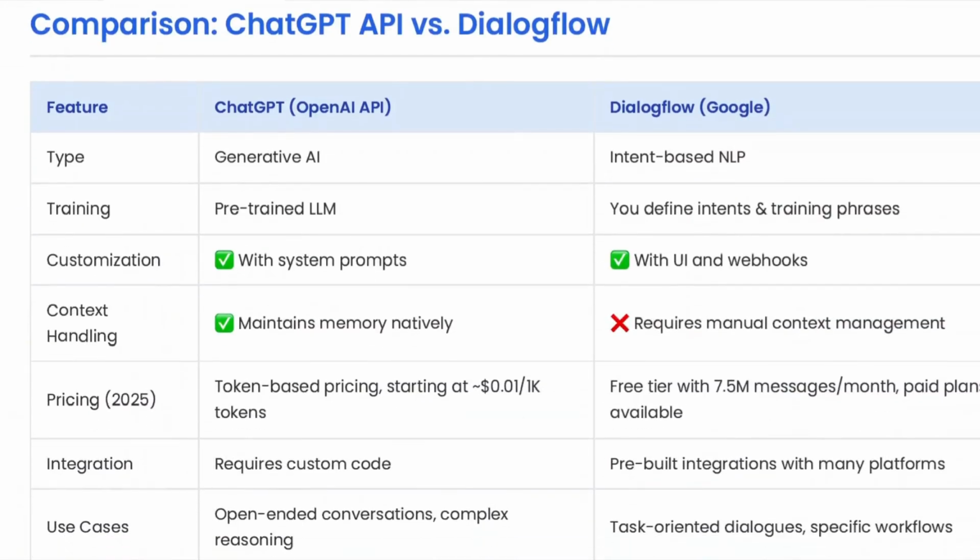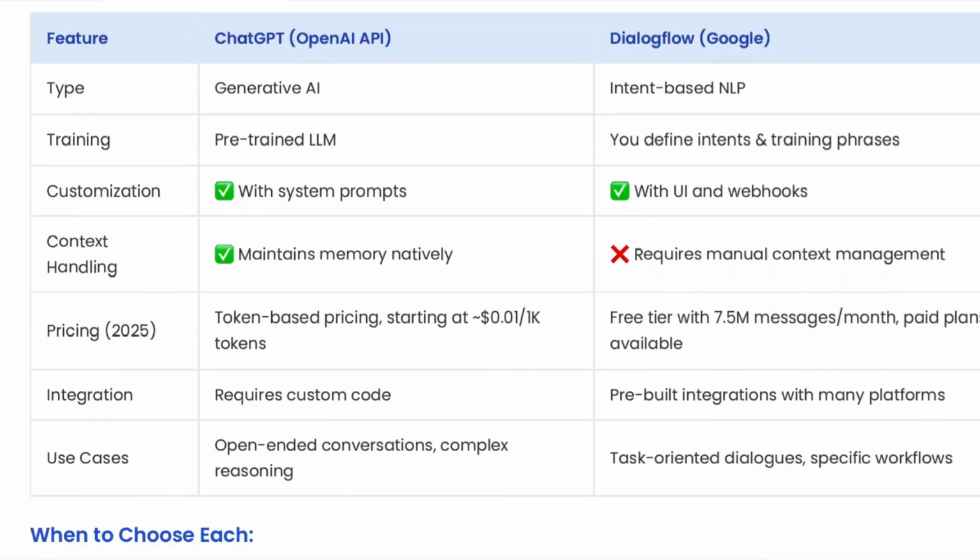So let us compare ChatGPT API versus Dialogflow. While the ChatGPT OpenAI API is a type of generative API, Dialogflow uses intent-based NLP. When we talk about training, it is a pre-trained LLM, also known as generative pre-trained transformer, and Dialogflow defines intents and training phrases. Customization is with system prompts, whereas Dialogflow uses UI and webhooks. Context handling: it maintains memory natively, whereas Dialogflow requires manual context management, which is a little time intensive.